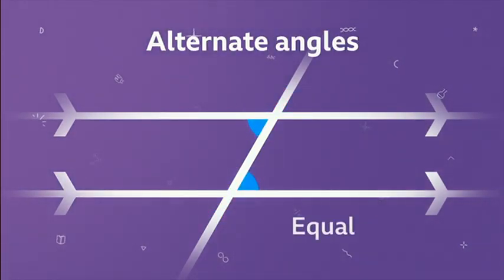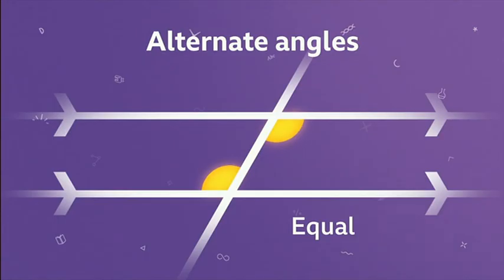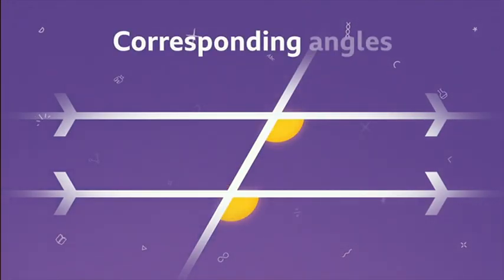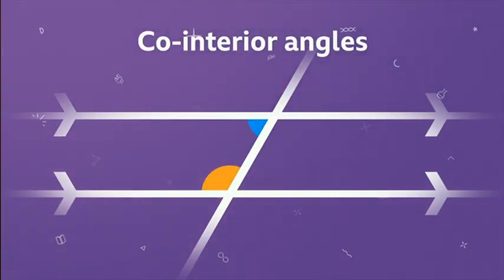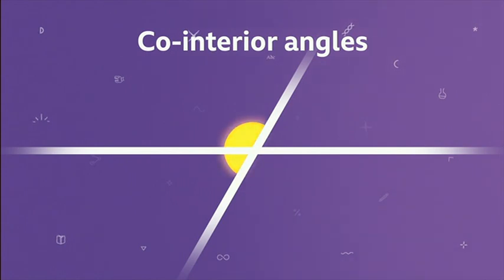Alternate angles are equal angles that are on opposite sides of the transversal. Corresponding angles are equal angles that are on the same side of the transversal. And co-interior angles, on the other hand, always add up to 180 degrees.